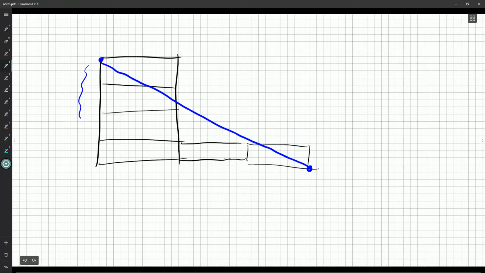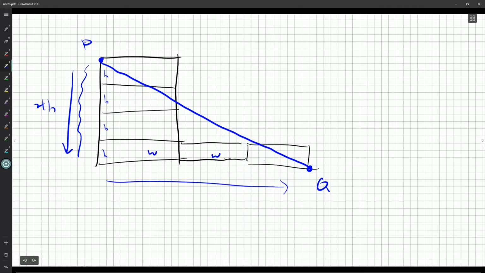But notice that P starts out, this is H, this should be H, P starts out 1, 2, 3, 4 H's high. So to get from P up here to Q, we go down by 4H and over by 3 widths. Okay? So you could sort of think of this as a rise over run. So the slope of PQ is going to be the rise, which is minus 4H, over the run, 3W. So we get minus 4 over 3 times H over W.